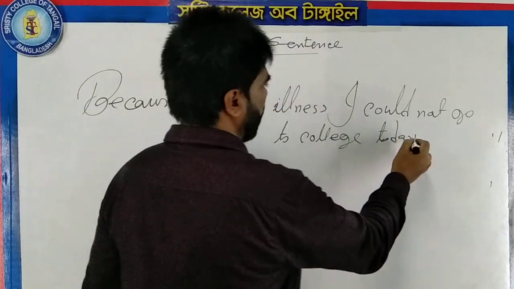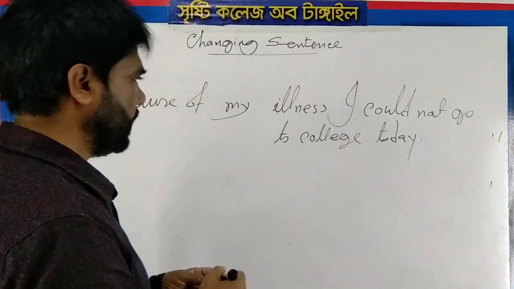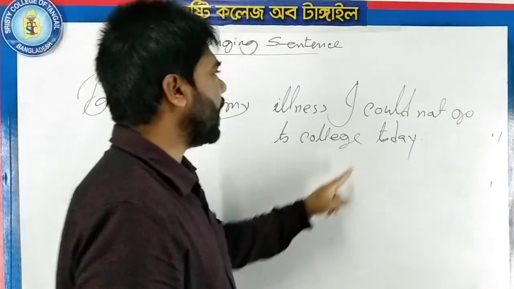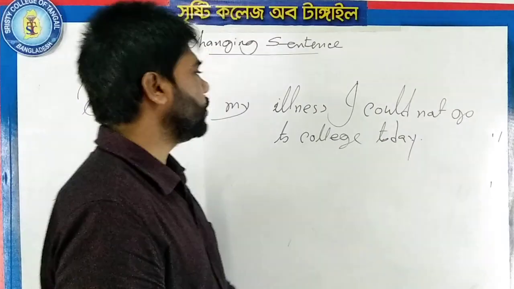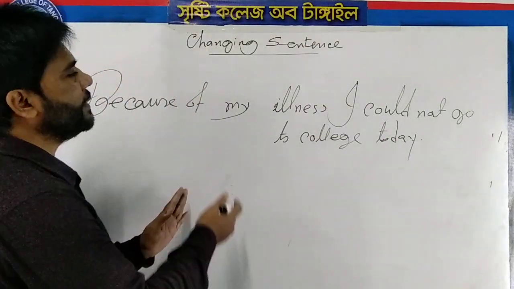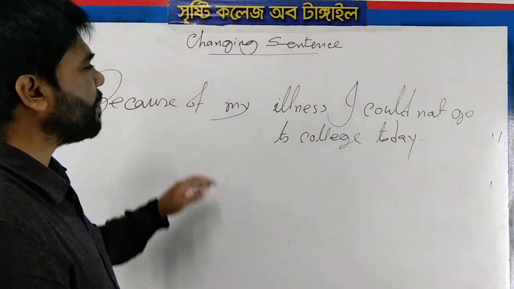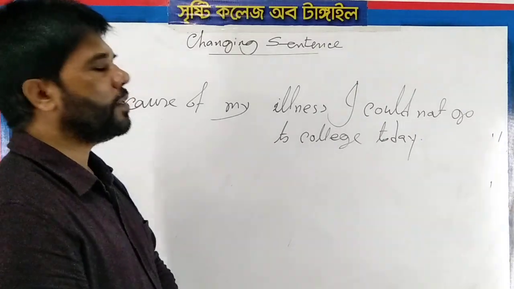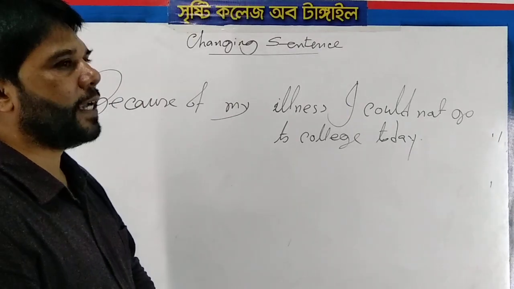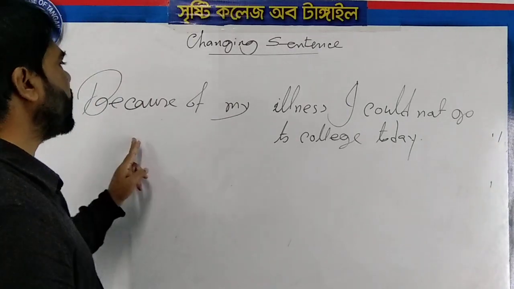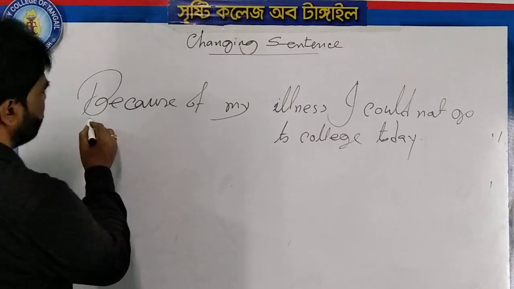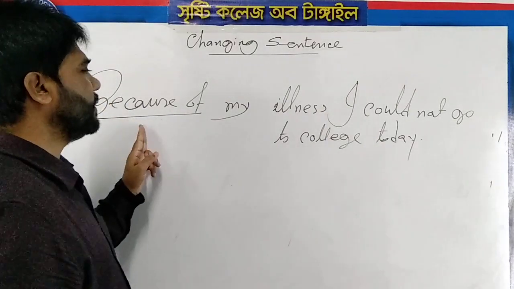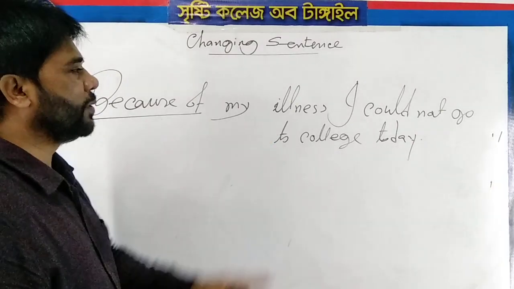My students, follow me. I have written down a sentence: Because of my illness, I could not go to college today. That means this is a simple sentence, and the meaning of this sentence is, because of my illness I could not go to college today. So because of is a phrase, an adverbial phrase, which has been used in the simple sentence.